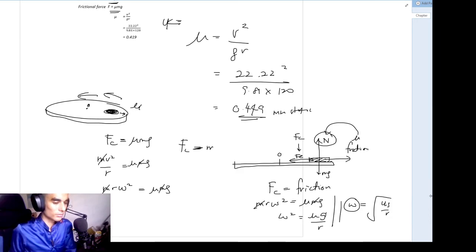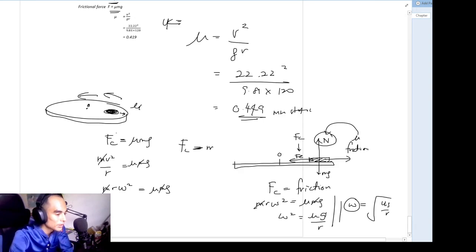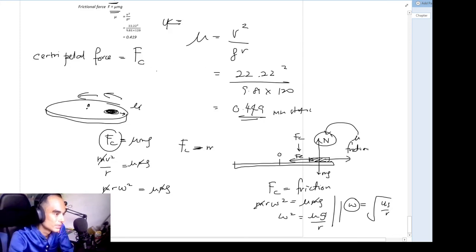Fc, static friction, what chapter is it? Fc is the centripetal force, it's not static friction. Okay, so centripetal force. We name it Fc.